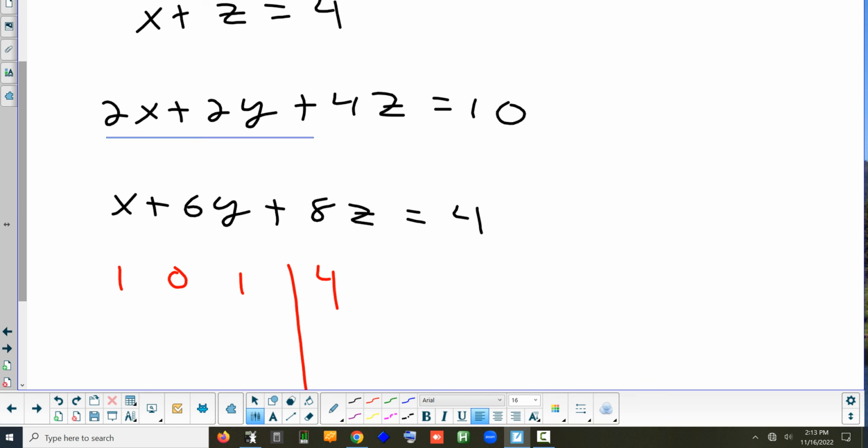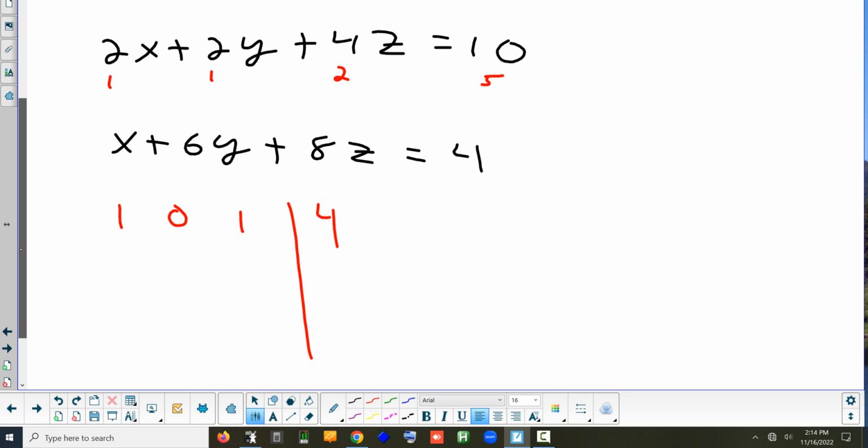Now, don't write the second row yet. Because does anybody notice anything? Well, you can reduce all of that by what? 2. So you could do 1, 1, 2, 5. You don't have to, but if we can have smaller numbers, the arithmetic's going to be easier. If you don't reduce it, you'll get the same answer. So 1, 1, 2, 5. And what about my bottom row? 1, 6, 8, 4. Okay, looks good. Any questions on that part?